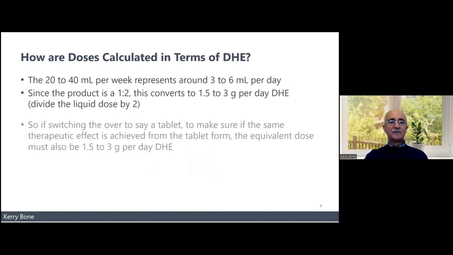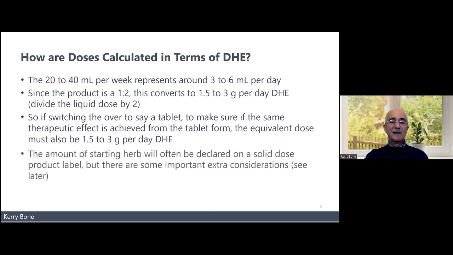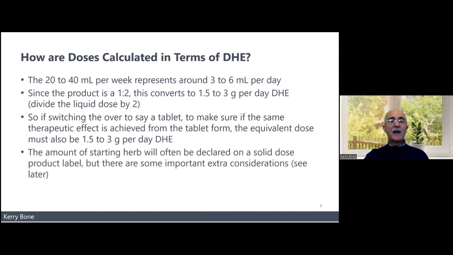So that means 20 to 40 ml per week is a DHE of 1.5 to 3 grams per day of the herb. So switching over to a tablet, you must make sure, if you want the same therapeutic effect, that you're also giving that equivalent dose of 1.5 to 3 grams per day. Now, looking at tablet products, how are we going to know this? Well, the amount of starting herb will often be declared on a solid dose product label, but there are some important extra considerations, which I'll talk about soon.